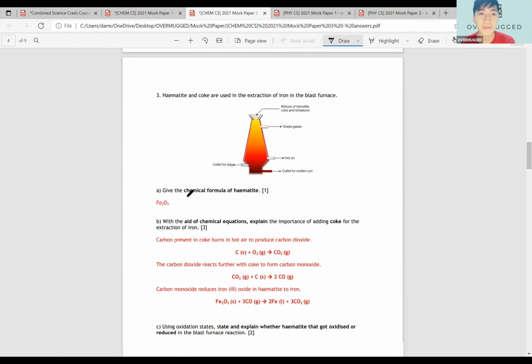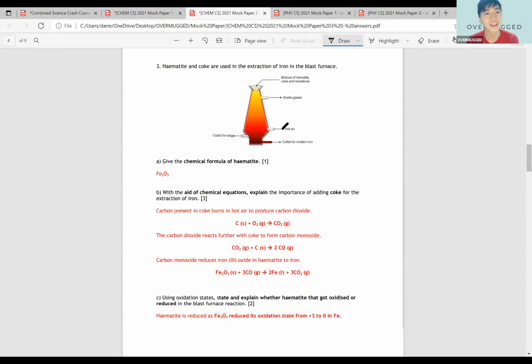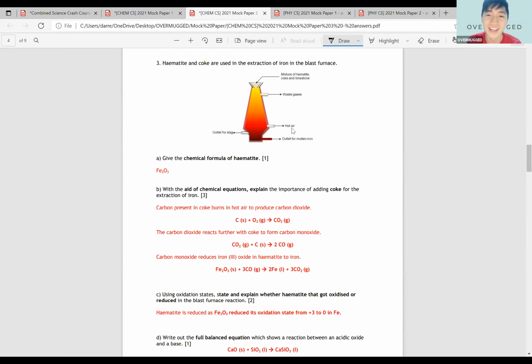Question three, the nightmare of all our dreams, right? Blast furnace. So you need to know that your hematite is actually your iron oxide. And in part B, this is one of the classic ones. When it's about blast furnace, it will be about the equation. I think the reason why a lot of students dread blast furnace is because we think, I need to memorize a lot of equations. That is annoying, right? Nobody likes to memorize equations.